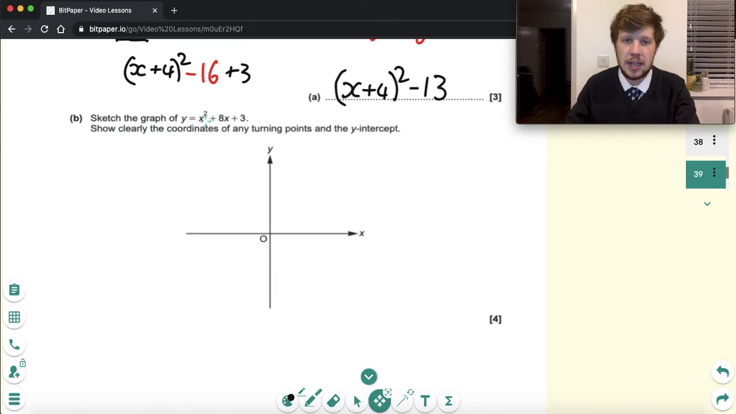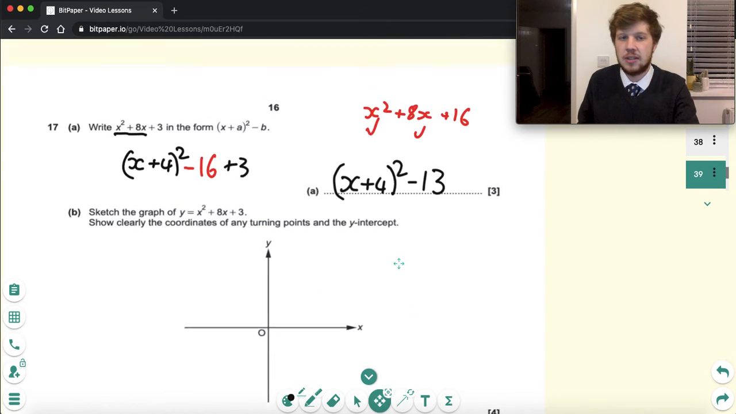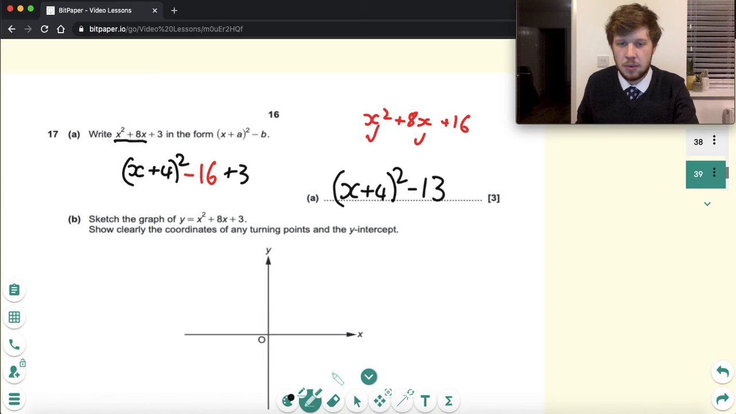Sketch the graph of y equals x squared plus 8x plus 3, showing clearly any turning points and the y-intercept. Well, the y-intercept is where my original graph is at x equals 0. So, at x equals 0, y is going to be equal to 3. I know I'm going to have a point that crosses at 3.